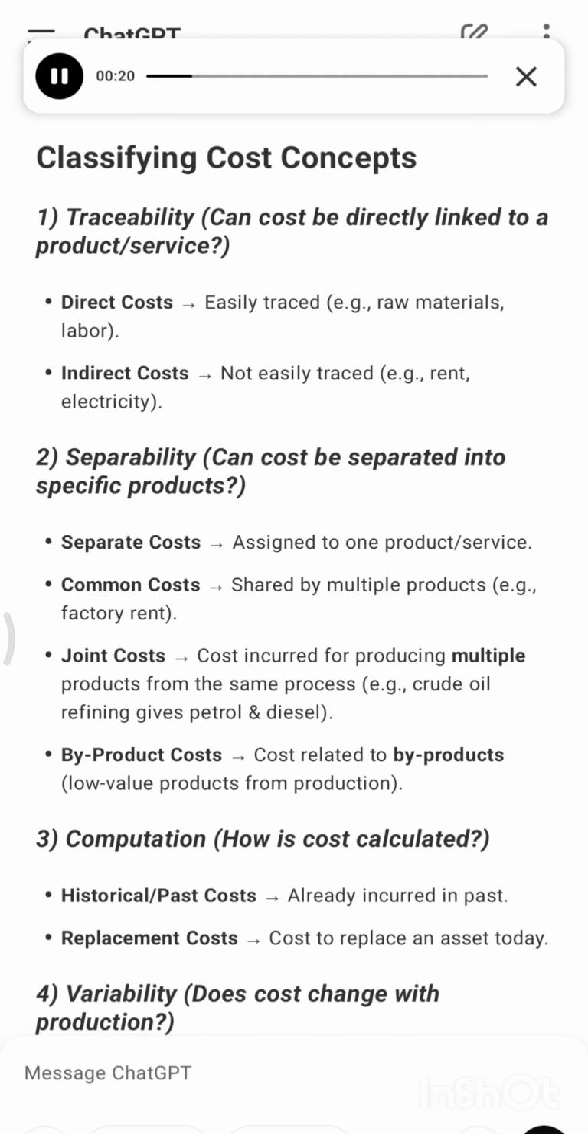Separate costs: assigned to one product or service. Common costs: shared by multiple products, e.g. factory rent. Joint costs: cost incurred for producing multiple products from the same process, e.g. crude oil refining gives petrol and diesel. Byproduct costs: cost related to byproducts, low-value products from production.